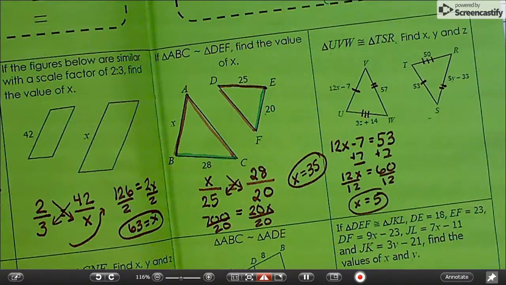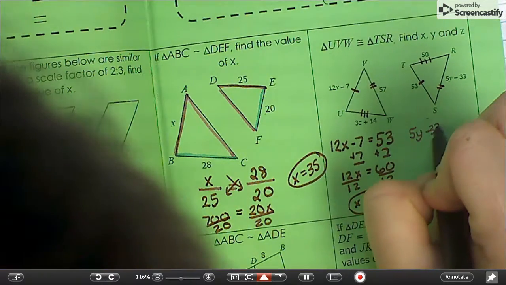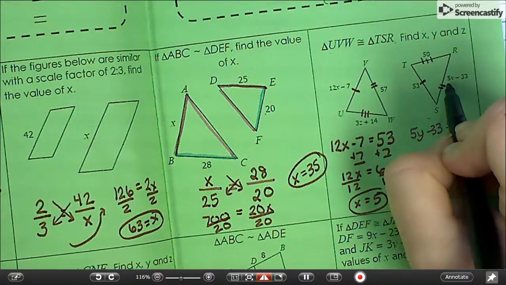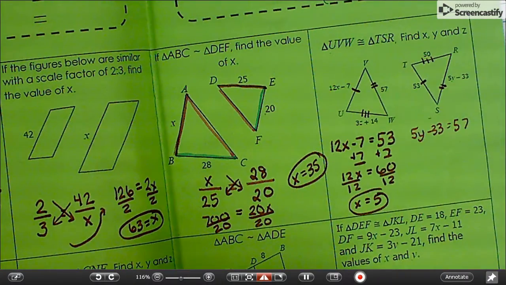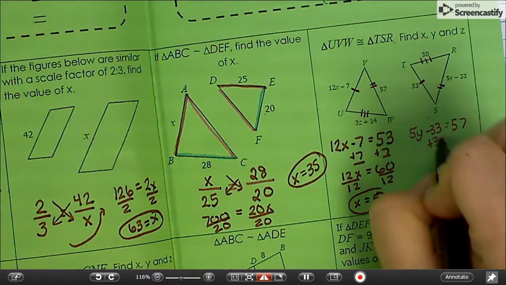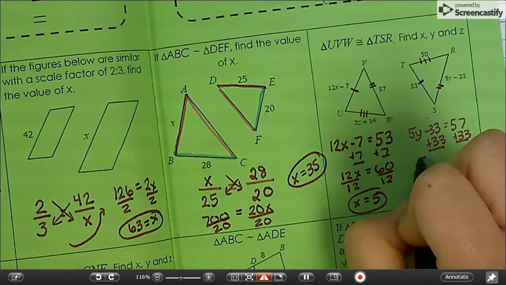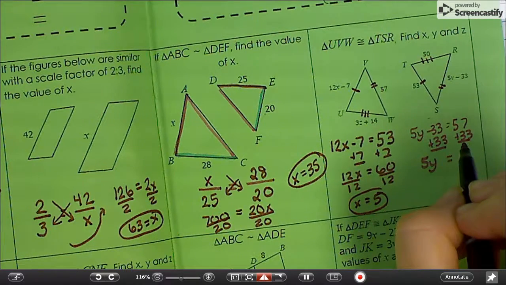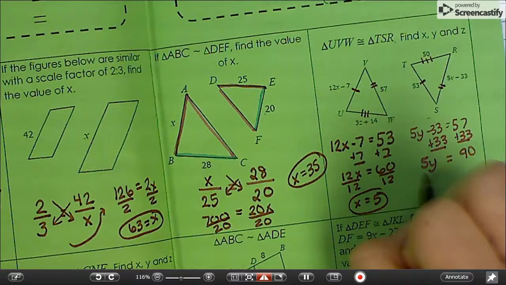To find y, we're going to locate where y is, 5y minus 33, and go to its corresponding side, also marked with 2, 57. Solve that. So we have 5y equals 90, I think. And then divide by 5.